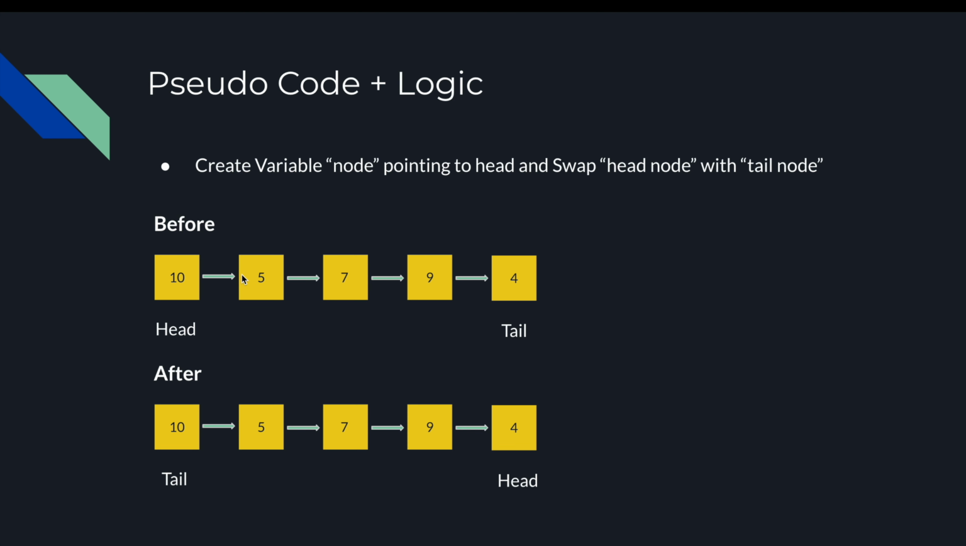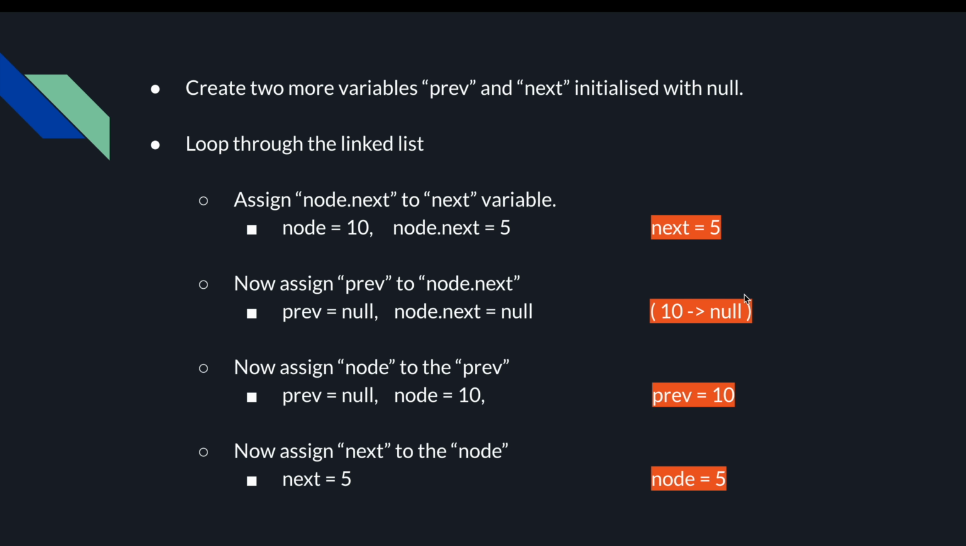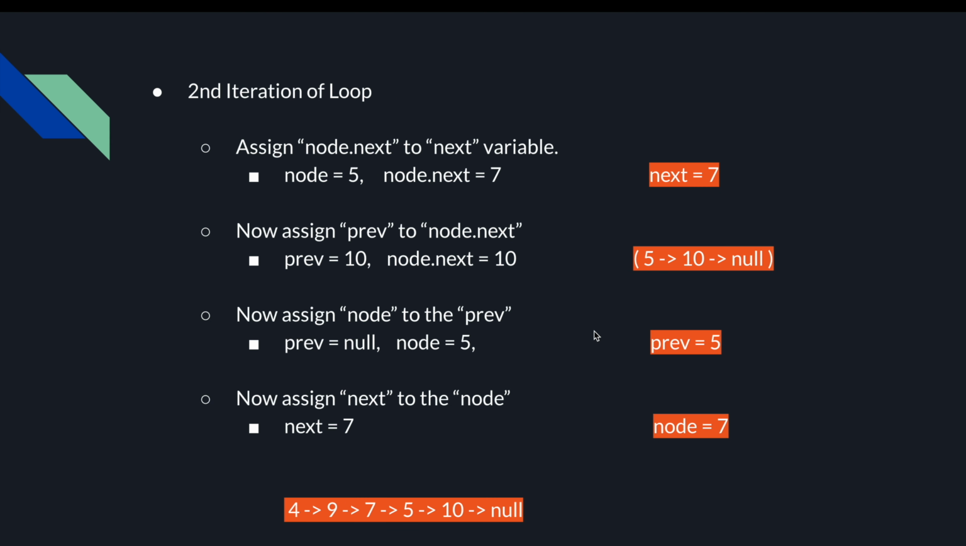After the first iteration, you can say node 10 is successfully reversed. Now it's time to reverse node 5. You can see here 10 is pointing to null. We got our tail now. Now it's the turn of node 5. So that you can understand it properly, we will see the second iteration of the loop.